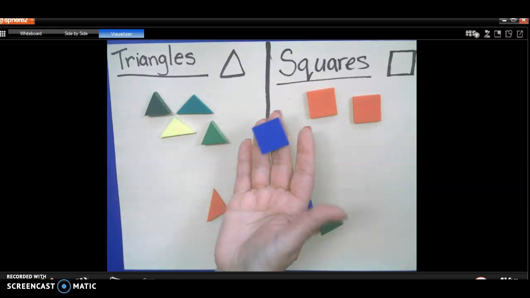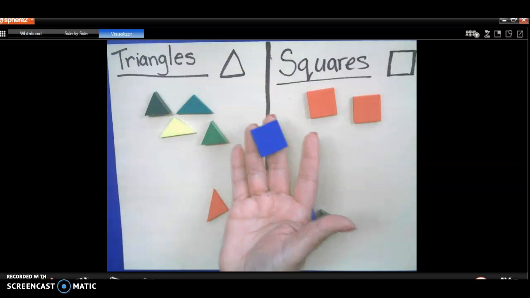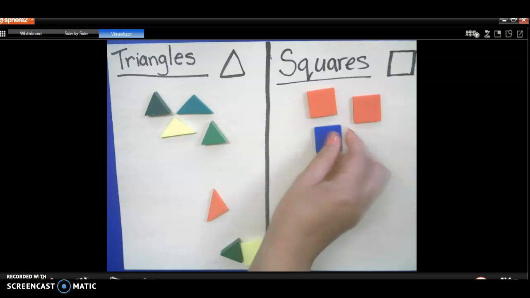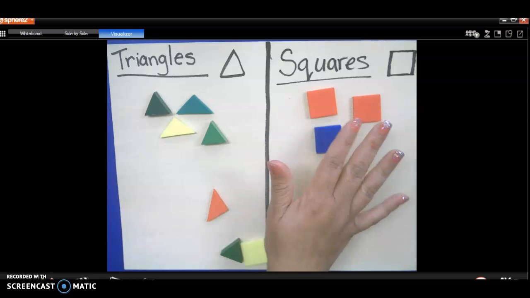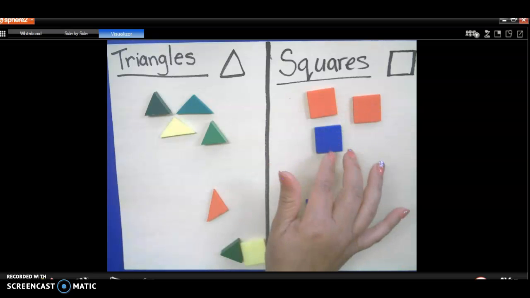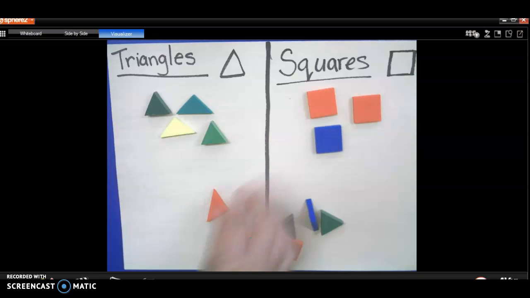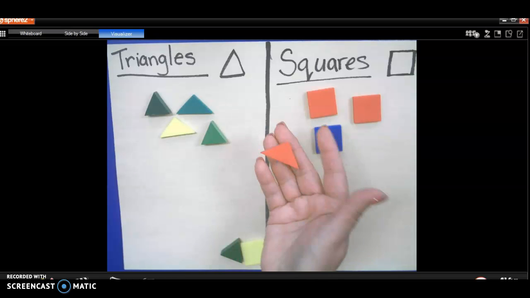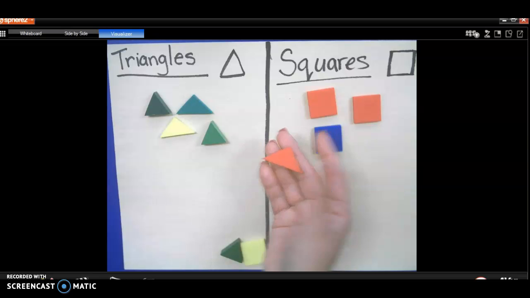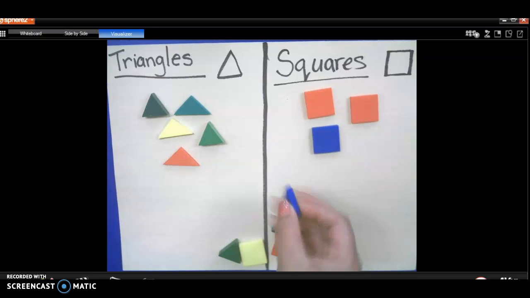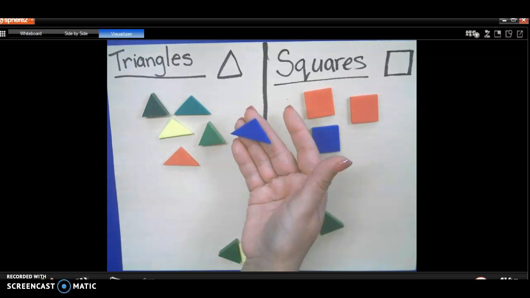This one, square. So we're going to put it here. Like I said, we're not looking at color. It doesn't matter that these 2 are red and this one's blue. It's a square, so it's going with the squares. What about this one? Yes, it's a triangle.